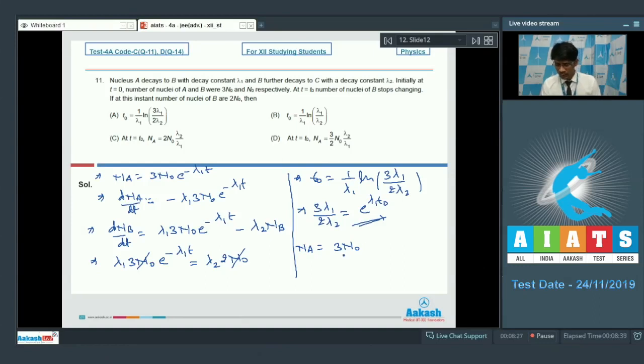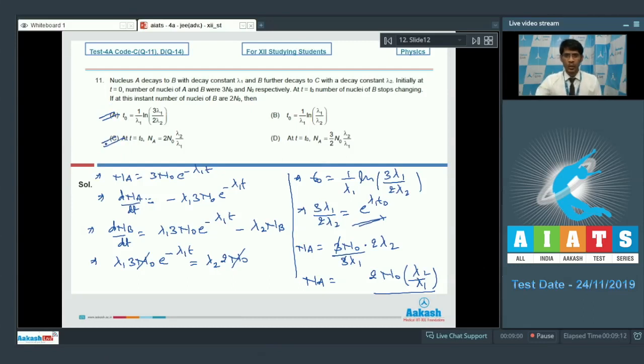So E to the power minus lambda 1 t naught would be written in the denominator as e to the power lambda 1 t naught; it will be 3 lambda 1 into 2 lambda 2. So we are getting the value of Na at t equal to t naught as 2 n naught lambda 2 divided by lambda 1. Looking at the options here, for t naught we are getting option A as the correct answer, and for Na at t equal to t naught, we are getting option C as the correct answer.